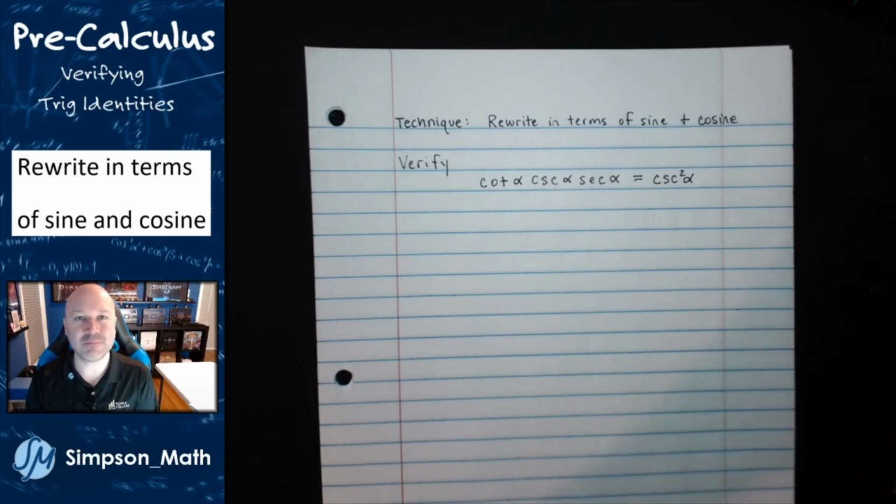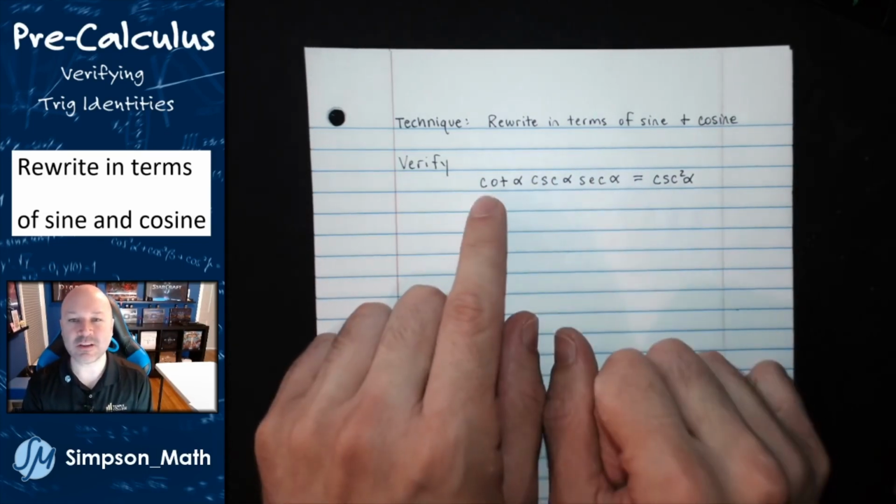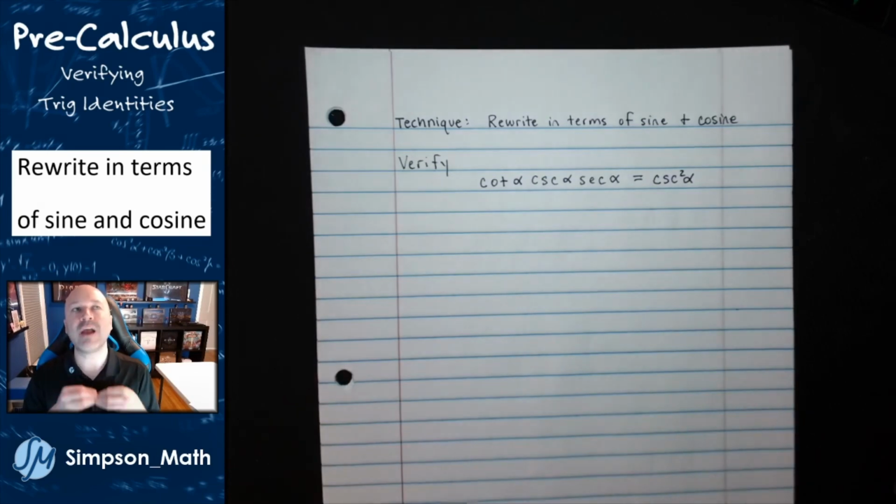Back at the beginning of the semester, I defined sine as the y value over the radius and cosine as the x value over the radius. Everything we have talked about since that day is based off those two definitions. Everything is based off sine and cosine. So one strategy is, when you see these reciprocal functions and quotients, rewrite them in terms of the building blocks of trig, sine and cosine.